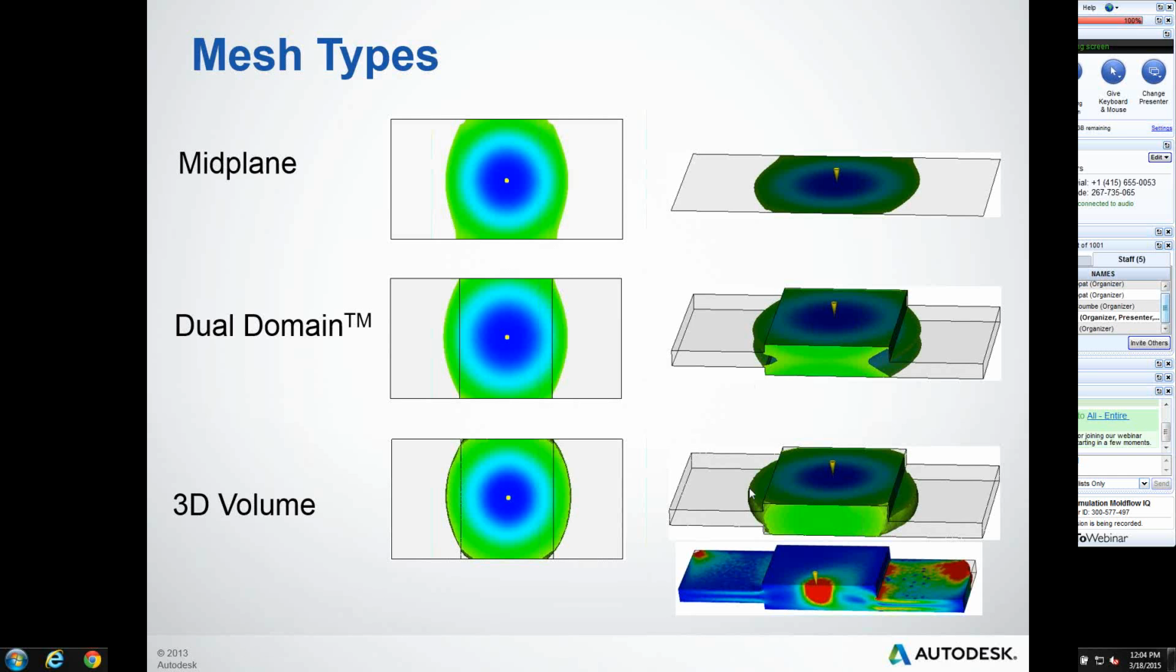Now the three-dimensional volume representation is exactly what it says. It's a true three-dimensional representation of the mesh and of what's going on internally. As you can imagine, that can sometimes generate a lot of mesh elements through the thickness. As we talk about these things, we're going to drop the mid-plane conversation and focus primarily on the dual domain technologies. We'll work our way down through these and talk about why they're good, what they do well, and what we need to be conscious of as we move forward.